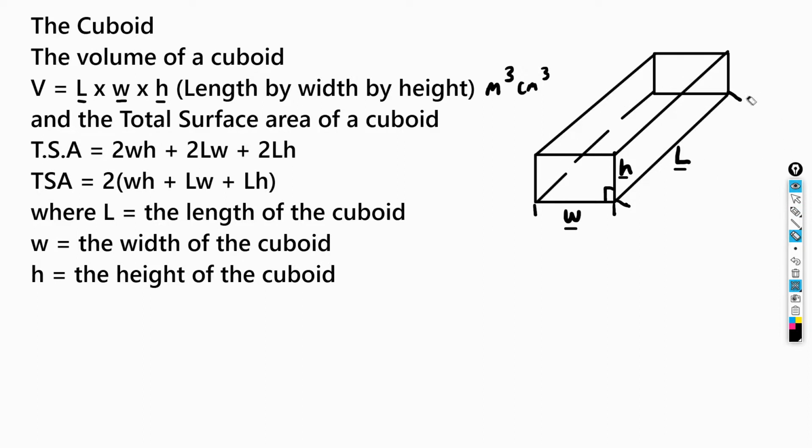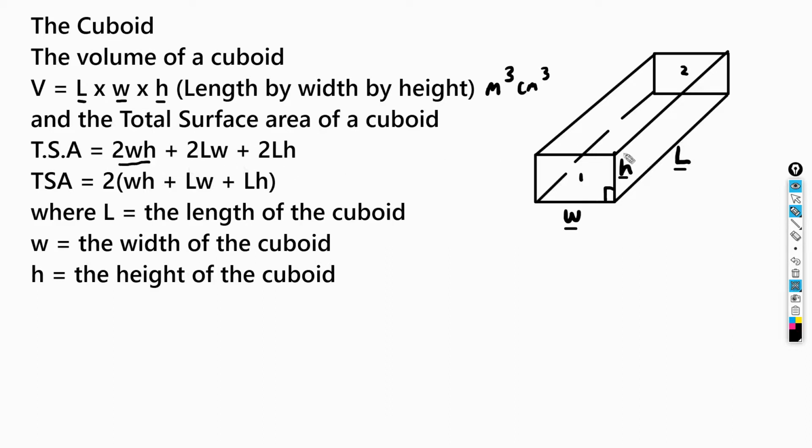All right, guys, so I cleared the cuboid for you so we can look at it and see exactly why it would be 2 times the width times the height and so on. If we look here and here, right, we can see that the width times the height would give us the area for this rectangle and the area for that rectangle. Hence, we get 2 times the width times the height, right?